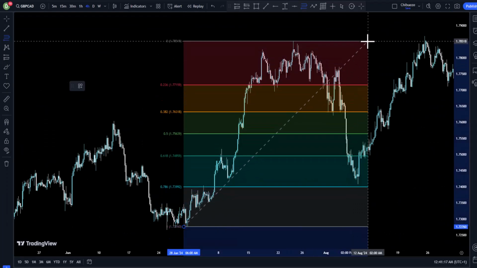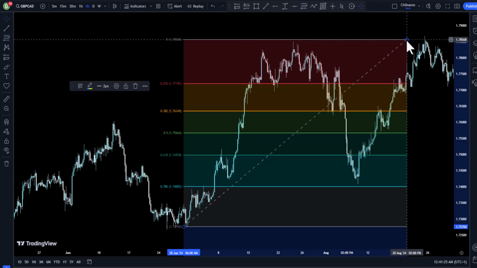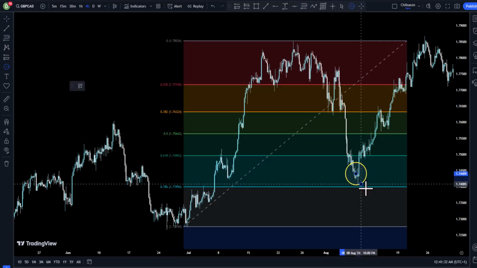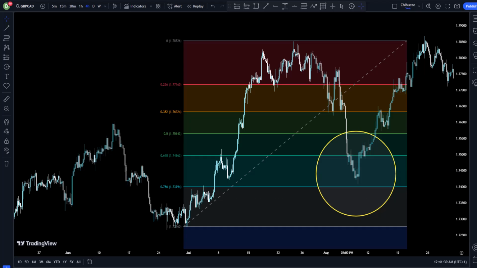Fibonacci is one of the greatest tools a trader can master. I highly recommend everyone take some time and learn the basics.